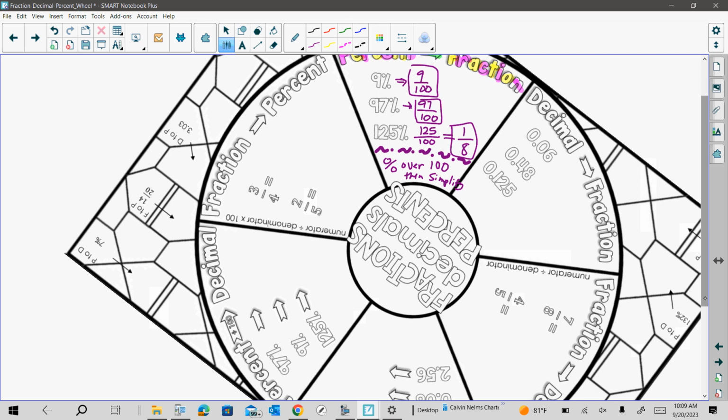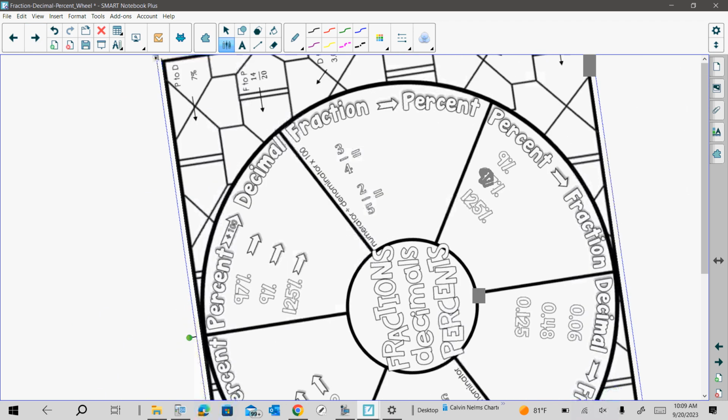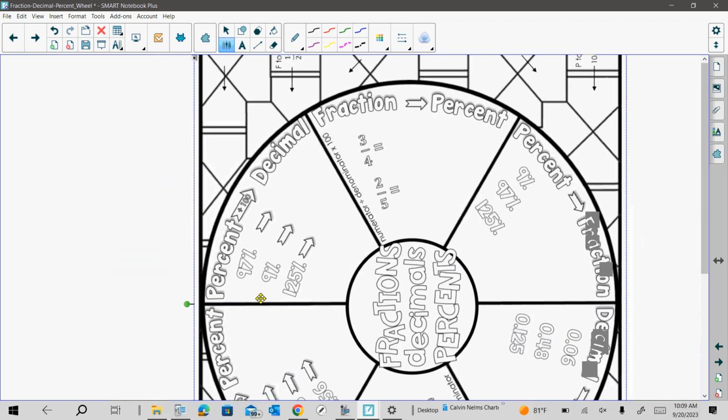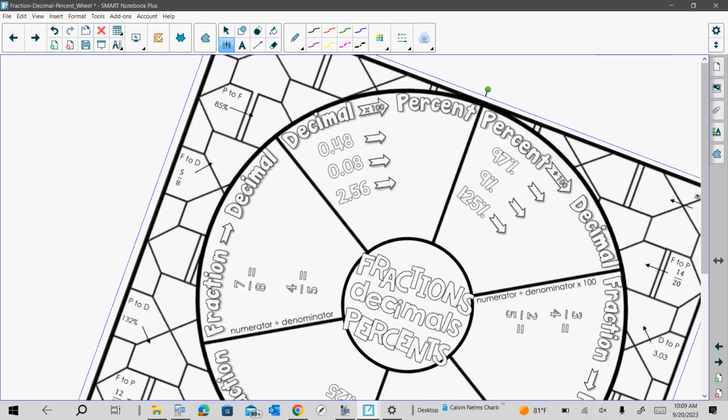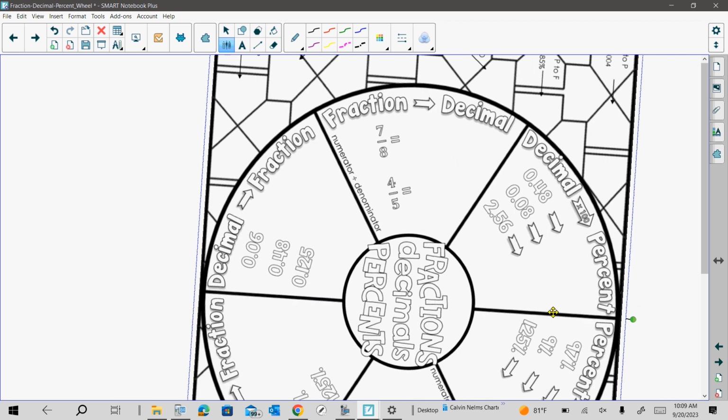What else do I want to make sure we do? We did percent to fraction. We did fraction to decimal. Did we do a fraction to percent? Did we do that one? Yeah. We did all of them? Okay. We have two missing. Which one did we not do? Fraction to decimal. And what was the other one? Decimal to fraction. Okay, decimal to fraction, so I'll do that.